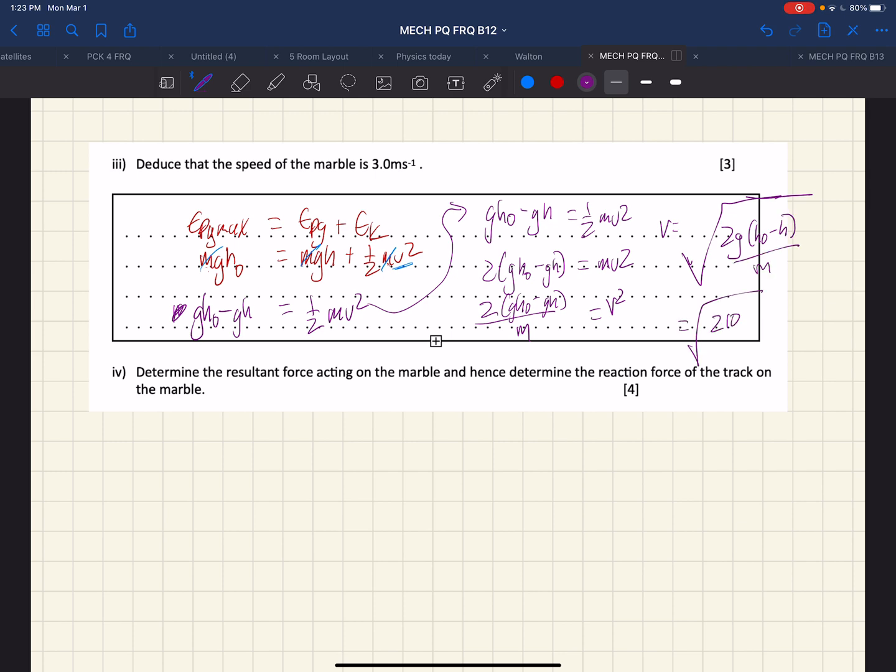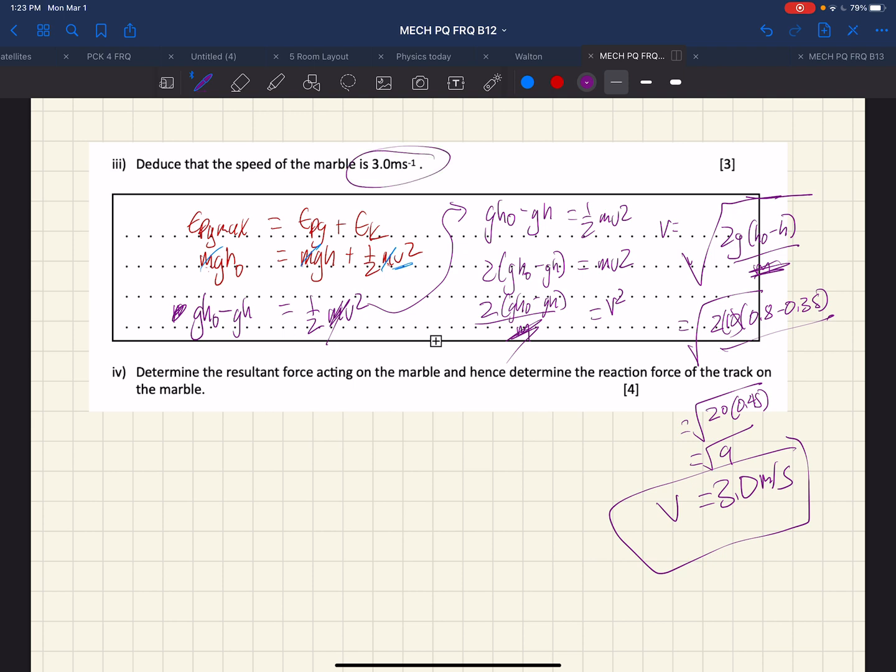So that's 2 times 10 times 0.8 minus 0.35. Oops, the mass had dropped out. Sorry, that mass is not there. So 2 times 10, or 20, square root of 20 times 0.45. That's the square root of 9, which is 3.0 meters per second. And you notice that is the answer we're given.